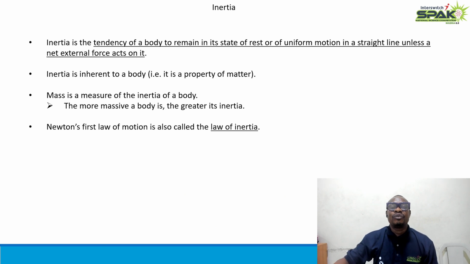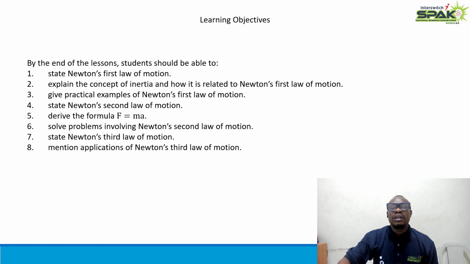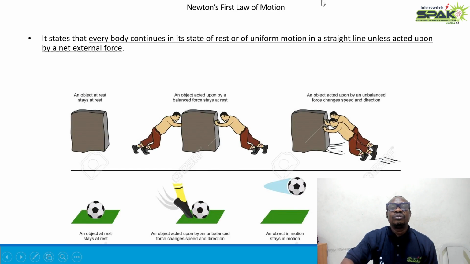Now, the first aspect we have here is Newton's first law of motion. Before we state the law, let us look at this diagram of what we have here. Look at this object that is placed here. The object is at rest, of course. It is not moving. Now look at diagram 2.